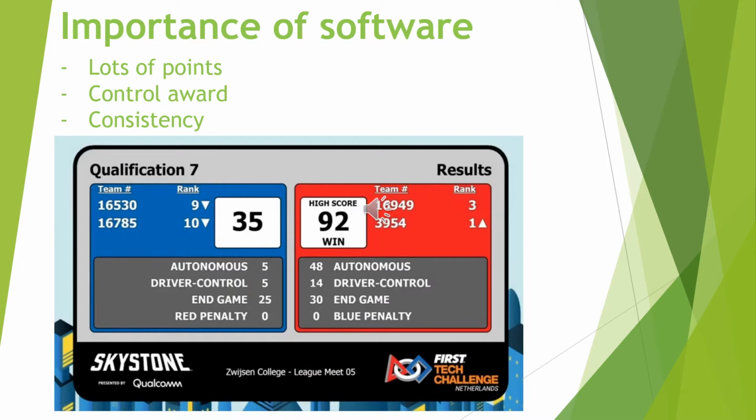Software is always worth a lot of points, and that's why it's also important. One of the other things you can get with software is winning the control award. This is a very nice award to get, like all awards. And one other thing that's important in your robot is consistency. With good software, you can turn not very consistent hardware into a consistent robot.